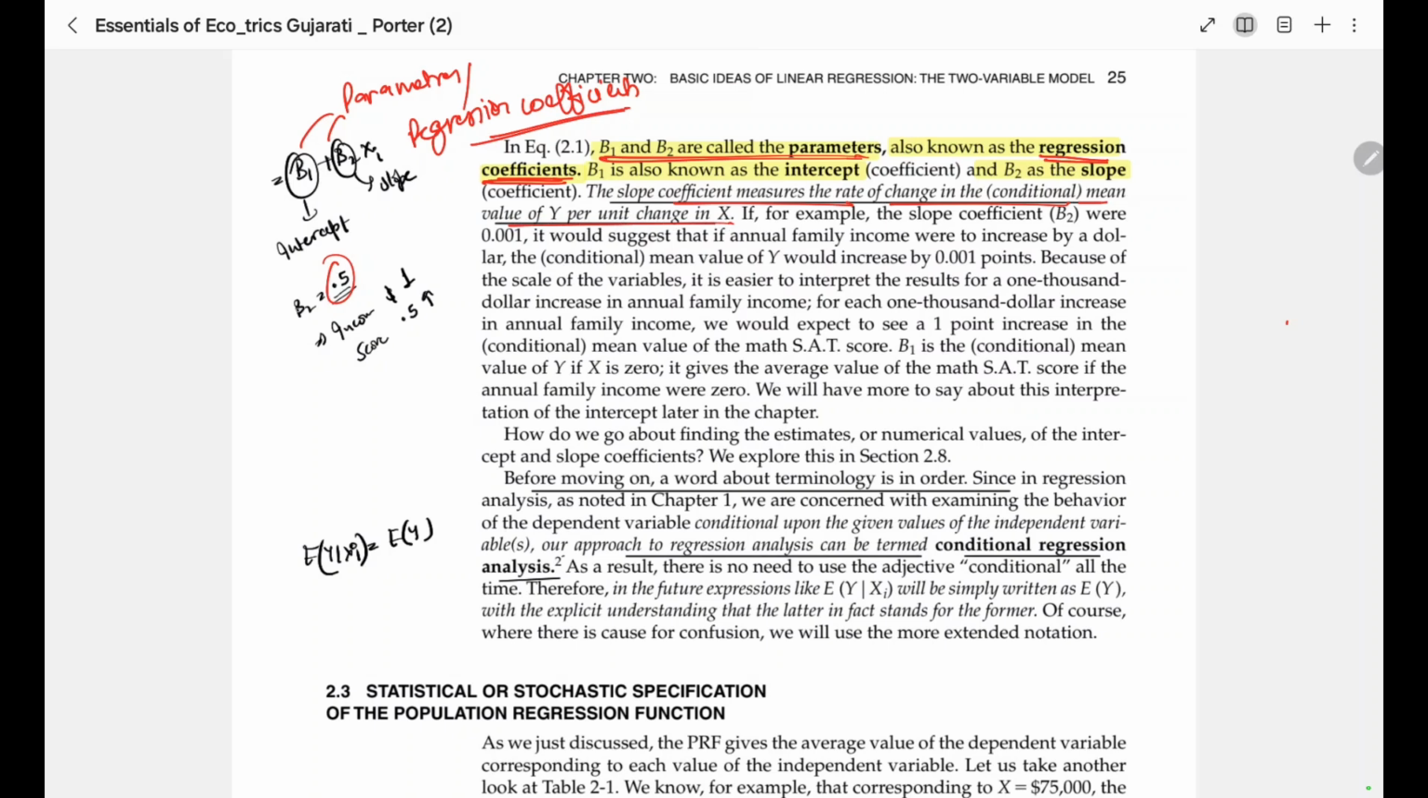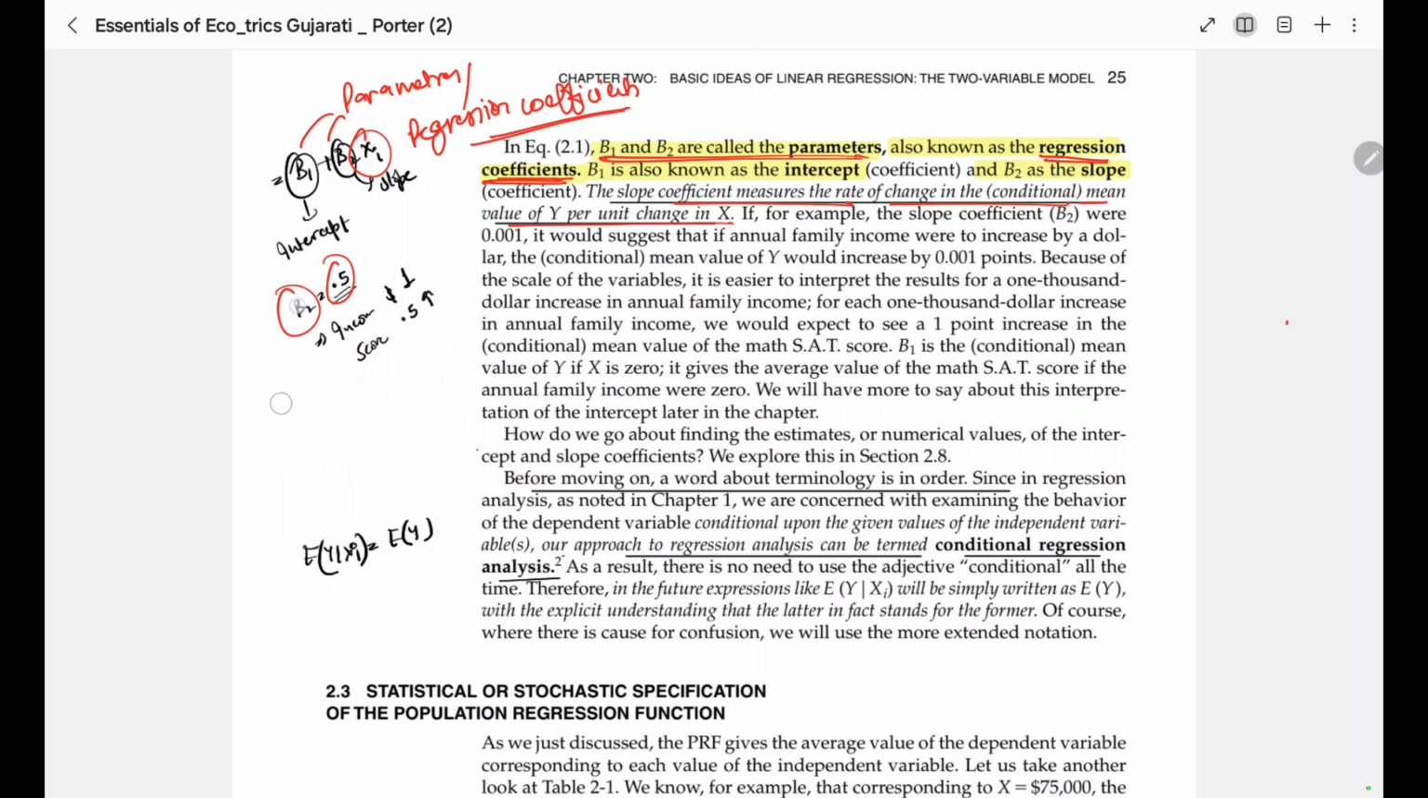That I also told you, that this is what beta 2 means: as our independent variable, whose coefficient this is, like here it is the coefficient of our income, increases by 1 unit, how much will it affect our dependent variable? That is what beta 2 will mean here.